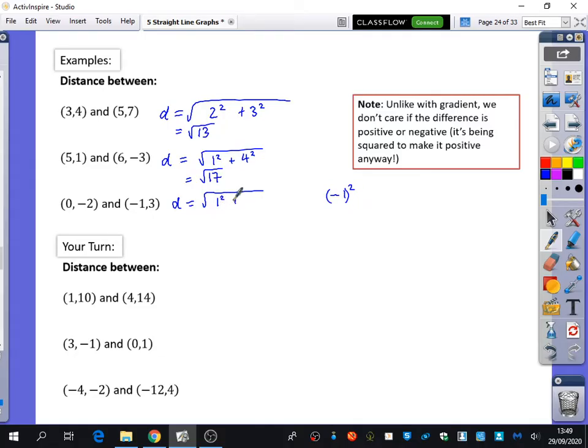And what's the difference between the y's, Abdi? Is it 5? It's 5 because you could either do -2 minus 3, or you could do 3 minus -2. So the overall distance is 5. And what is the square root of 1 squared plus 5 squared? Square root of 26. So it's root 26. Can root 26 be simplified? No, it can't be simplified. None of these ones can be simplified here.